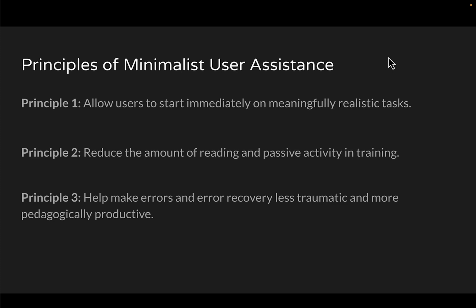The third principle is that minimalist user assistance helps make errors and error recovery less traumatic and more pedagogically productive. Meaning when something goes wrong, a well-crafted, effective quick start guide can point out common user errors and allow users to recover from those errors, as opposed to, for example, a user guide that would be more comprehensive and sometimes may require a user to go searching or hunting for the answer or for some kind of recovery, looking at a troubleshooting section, for example, of a user guide.